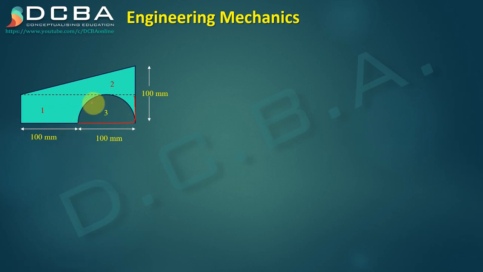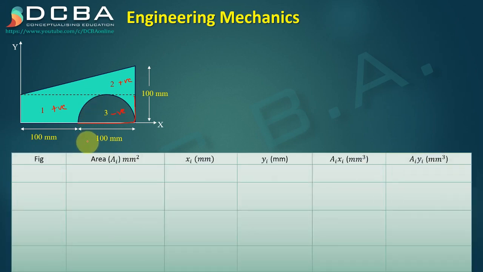Additive means which are going to be positive areas. This rectangle is going to be positive, the triangle is going to be positive, the semicircle is going to be negative. Alright, now let us fix our reference point. The reference point I am going to take is this point here, this point O itself. From this point O I will find my centroid.